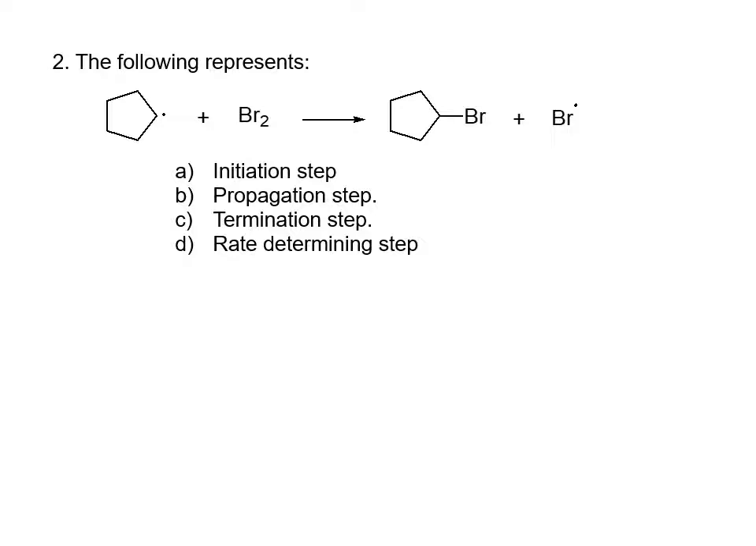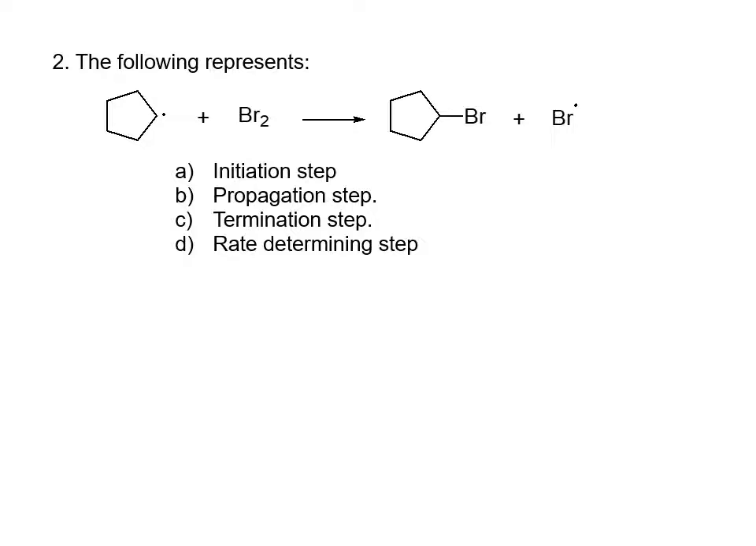Next question. The following represents one step in free radical bromination of cyclopentane. In this case, cyclopentyl radical reacts with bromine to give bromocyclopentane and bromine radical. So which step is it? And the choices are initiation, propagation, termination, or rate-determining step.